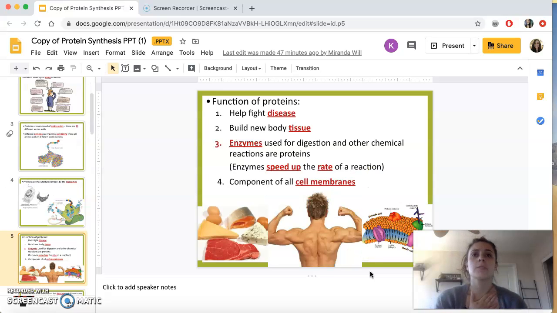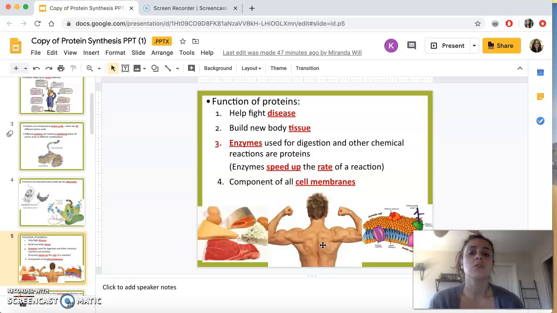So we've talked about what makes up protein. Let's talk about the function of them. One, they help fight disease. They help prevent you from getting the coronavirus, for example. That's a lot of what goes into figuring out why we get flu shots or what causes the flu or sickness like that. So that's what helps us fight disease. They also help build new body tissue. So let's say that you're a bodybuilder. It's going to help create more muscle tissue for you.